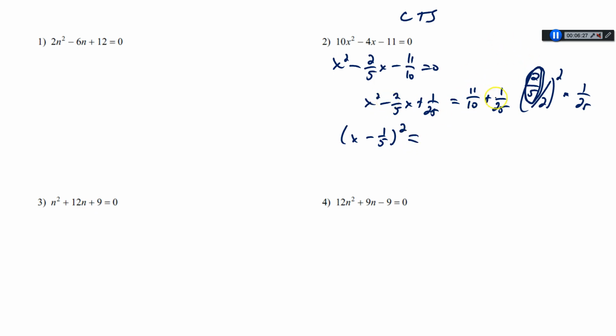So that's going to be equal to, let's say we got to go to 50ths. So this is 55 50ths plus 2 50ths. So we have 57 50ths. All right. Sounds good to me.